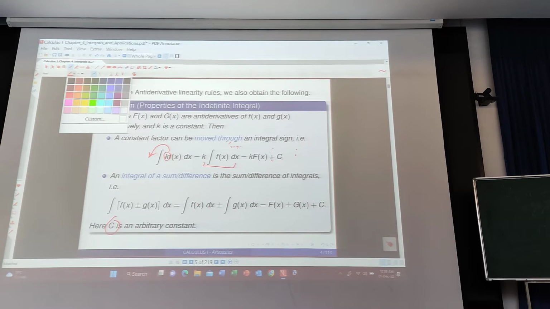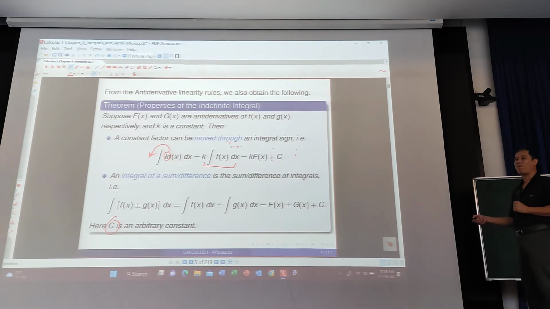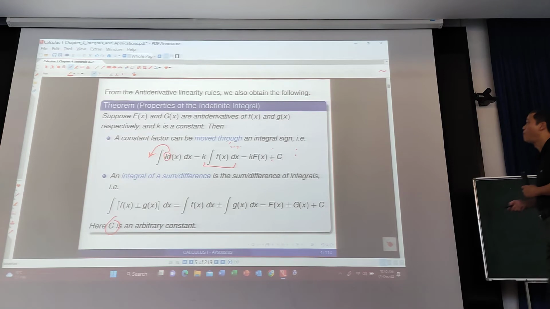Next. If you want to have the integral of a sum or difference, you can split it up, take the integral of each function, and sum up or subtract. So this comes from the derivative. No problem, very easy to understand, right?